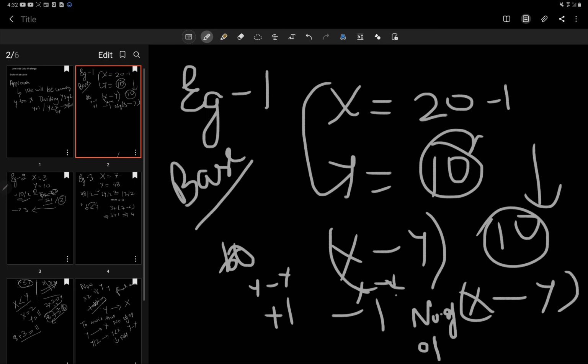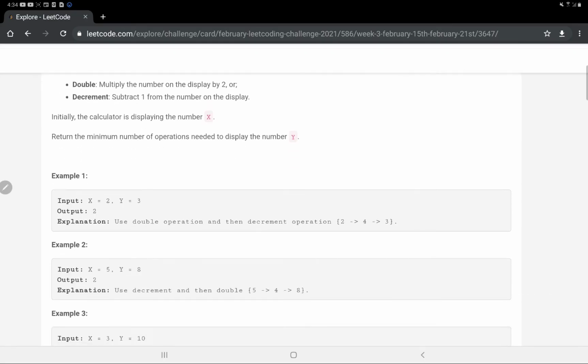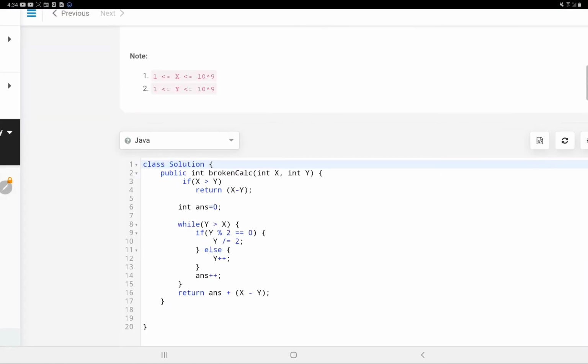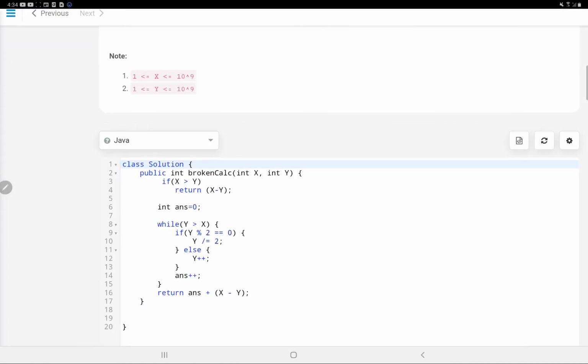Okay, so I think the approach is clear to everyone. Now let's move to the coding part. So let's see the solution. I have coded it here. So this is our base case. If x is greater than y, then we have to do nothing, just return the value of this subtraction.